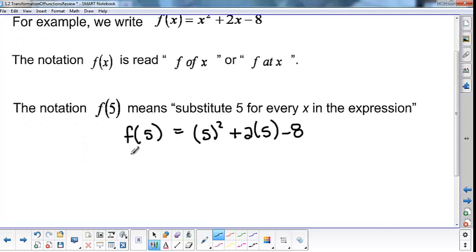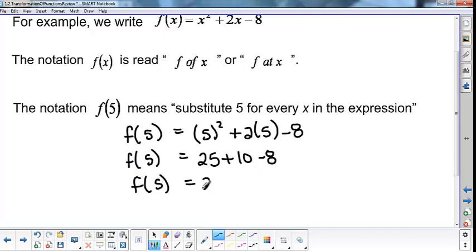And then don't forget your BEDMAS rules. So we raise the 5 to the exponent 2, and then 2 times 5, take away 8, and then our final answer, f at 5 equals 27. So this tells us that when x equals 5, we get a value on our function of 27. So this can be written as an ordered pair, (5, 27).